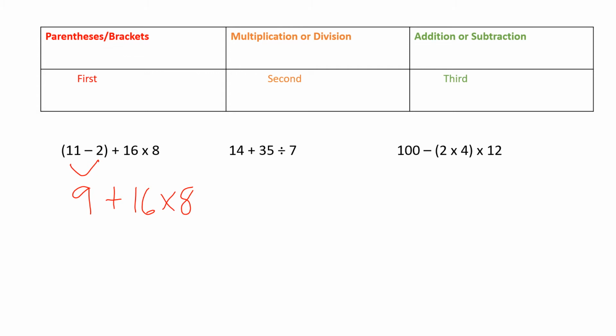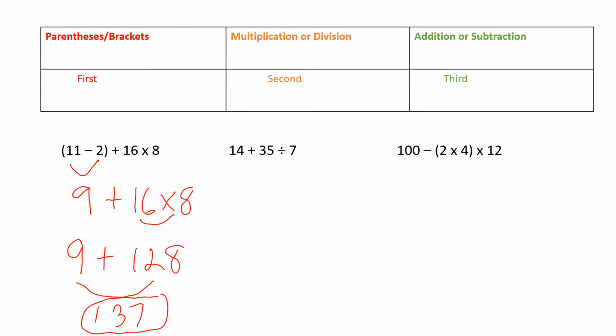We know that we are going to do all of the multiplication or division as our second step. So students should group the 16 times 8 together and solve that next. 16 times 8 is 128, and then students should copy down 9 plus 128, and the final step is to group the addition, and 9 plus 128 equals 137. So the expression is simplified to 137 using the order of operations.